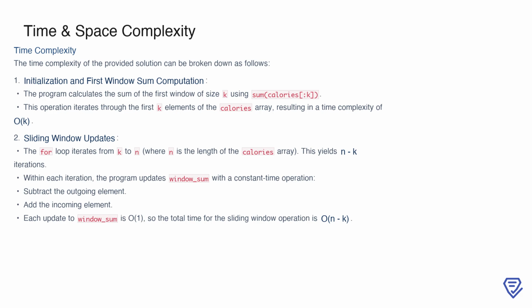Next, we consider the sliding window updates. In this part of the code, a loop runs from index k to n, where n represents the length of the calories array. This means the loop executes n minus k iterations in total. During each iteration, the window_sum is updated by subtracting the outgoing element and adding the incoming element. Both of these operations are constant time, or O(1). Therefore, the cumulative time complexity for all sliding window updates is O(n-k).